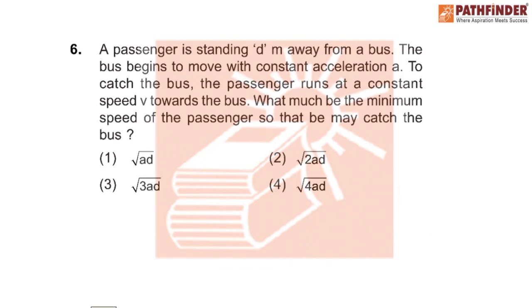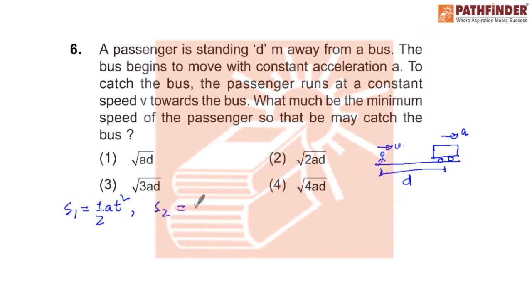Now this problem is of a passenger away from a bus. The bus begins to move, and the passenger runs at a constant speed. What is the minimum time in which he may catch the bus? This can be solved by the process we just learned. Let this be the bus standing here, and here is a man standing at a separation of d, for example. The bus is accelerating with a, while the man is moving with a constant velocity u. For the passenger to catch the bus after time t, the distance traveled by the bus is s1, which is half at square, and the distance traveled by the passenger is s2.